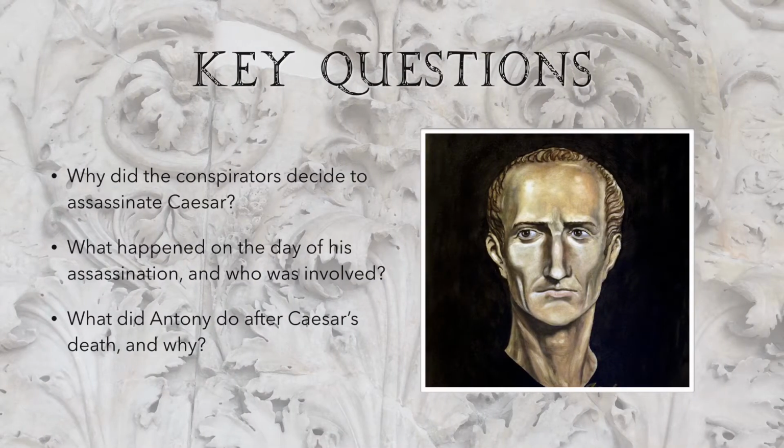Make sure you make notes answering these three key questions. 1. Why did the conspirators decide to assassinate Caesar? 2. What happened on the day of his assassination and who was involved? And 3. What did Antony do after Caesar's death and why?